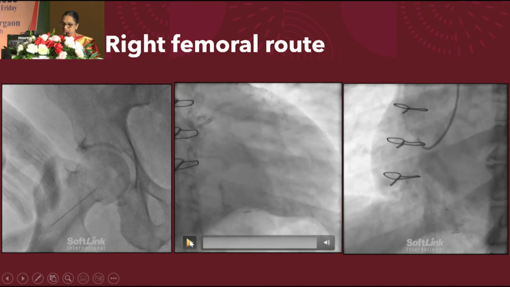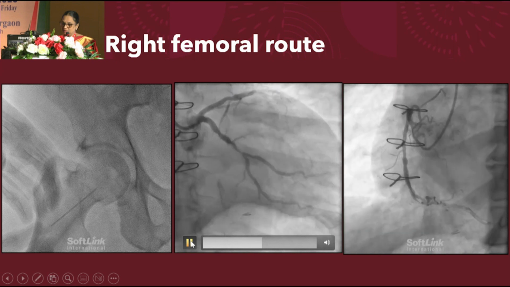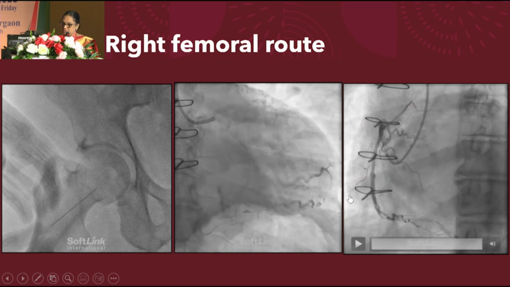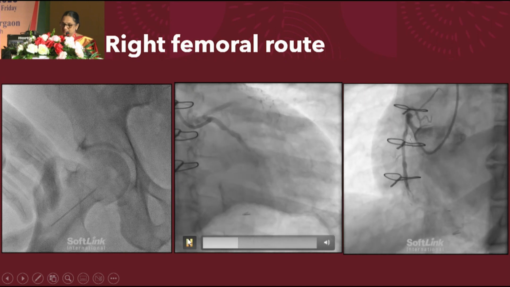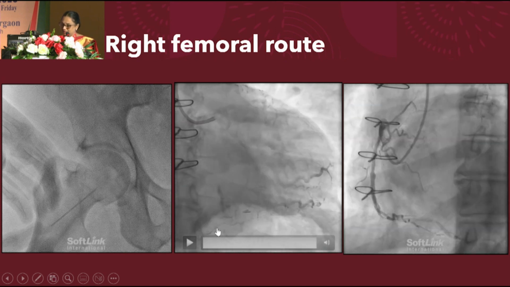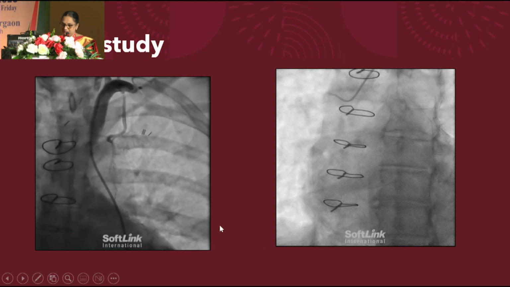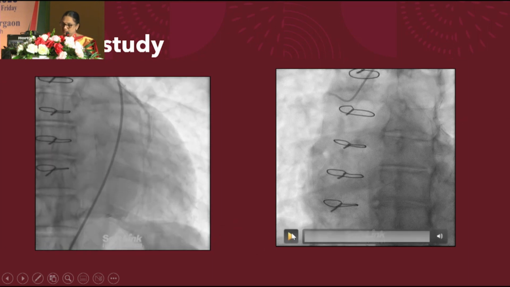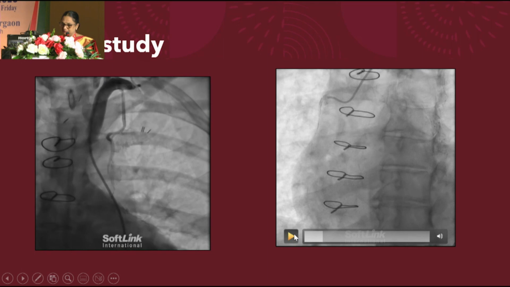So this is another patient with non-STEMI, post-op CABG. So I took him through the right femoral route. He had a critical LCX lesion, a native lesion, and the LIMA was patent, and his RCA graft was also patent.